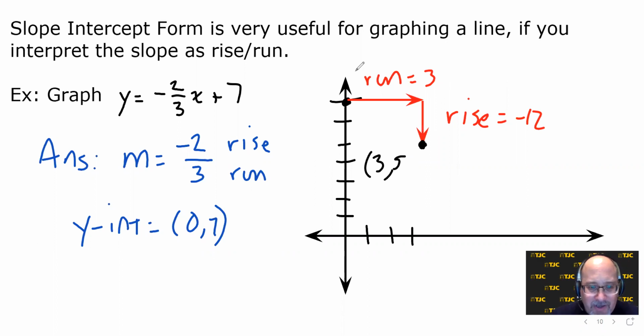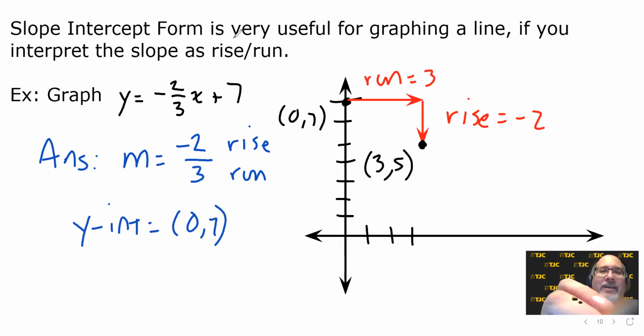Why did I say rise -12? What is that? I can't let that slide. There we go, rise -2. Of course, our y-intercept was at the point 0,7, so we could label that if we wanted to. But by using the y-intercept as a starting point, and the slope as a set of instructions, run and rise, I can locate a second point through which I can draw my line.